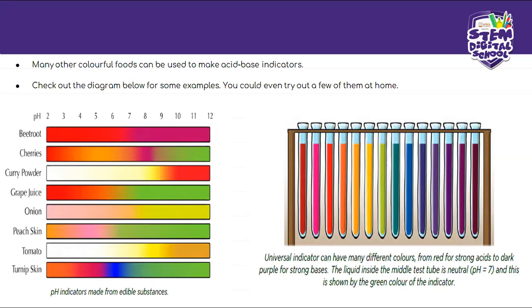We can also see the universal indicators can have many different colors, from red for strong acid to dark purple for strong bases. The liquid inside the middle test tube is neutral, having a pH of 7, and this is shown by the green color of the indicator.